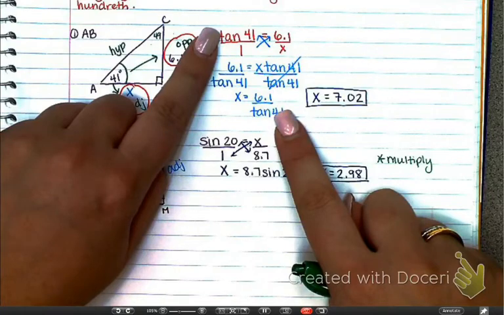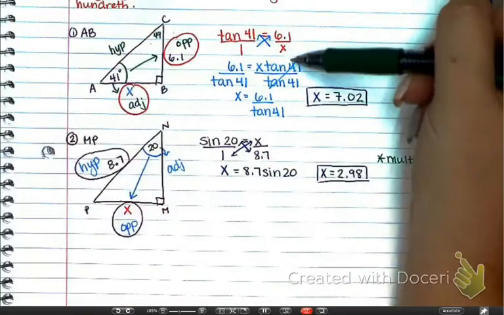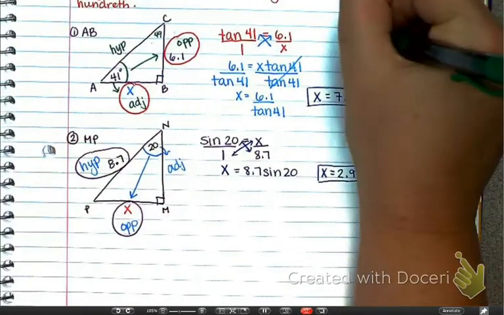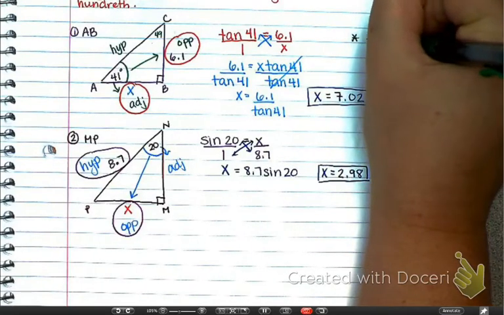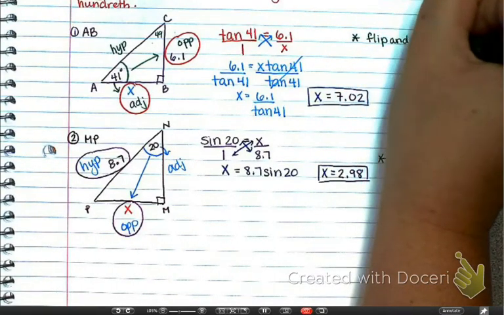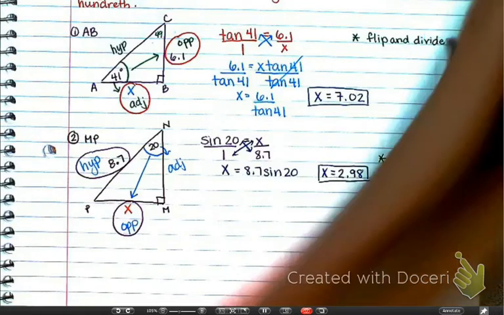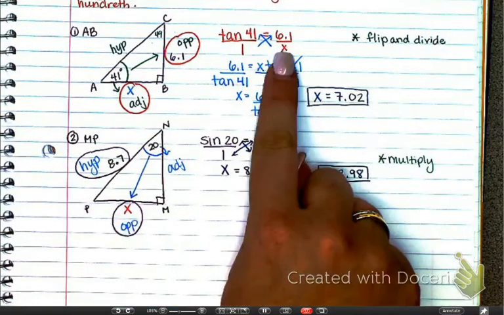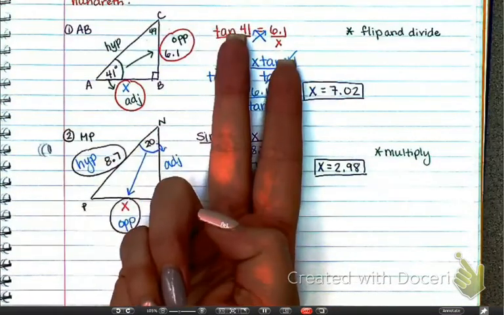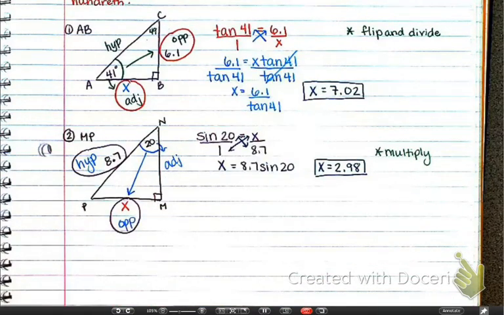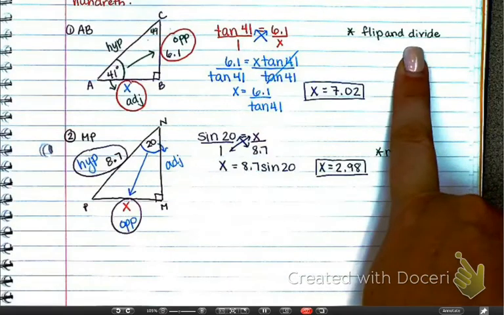Does everyone see that? So instead of solving it like this every time, you are going to flip and divide. So if x is in the denominator, you flip and then divide. Or you can do all the work. You do you. I'm just trying to help you out. Some of you are like, I have no idea what you just said. We'll do another problem. So I want you to write flip and divide.